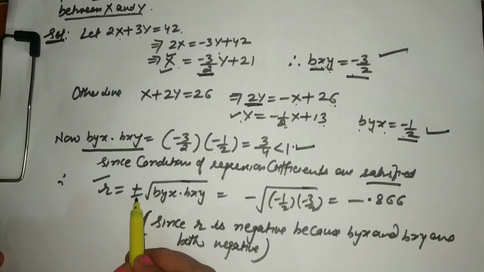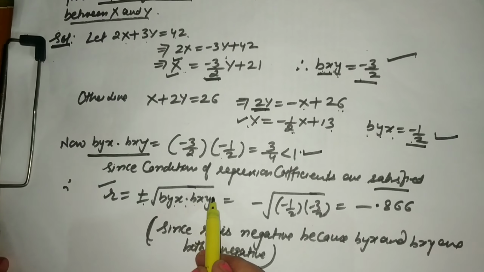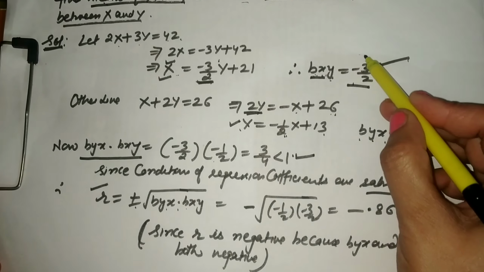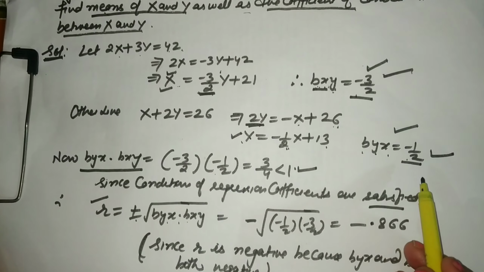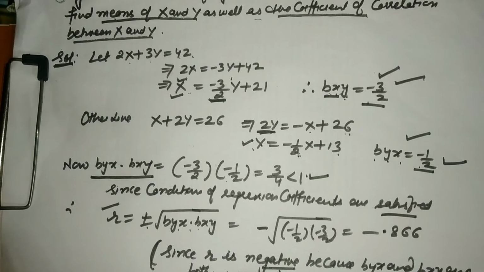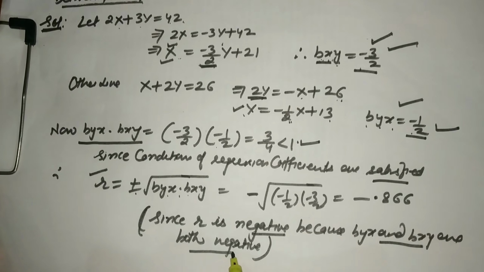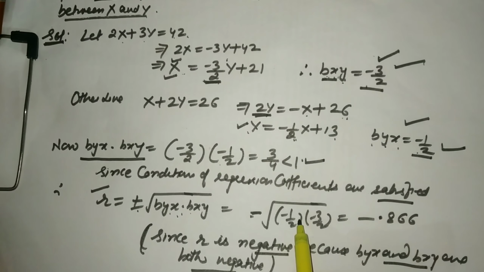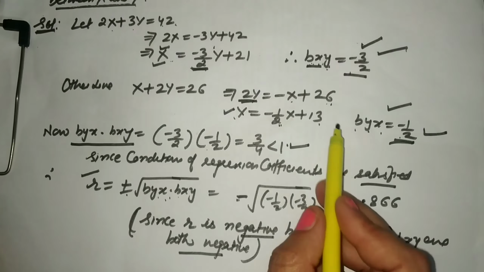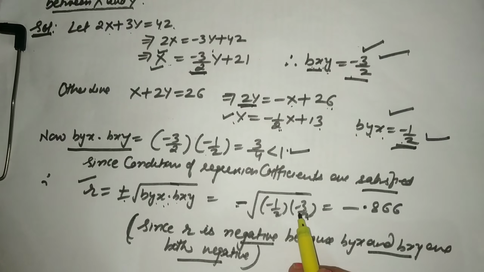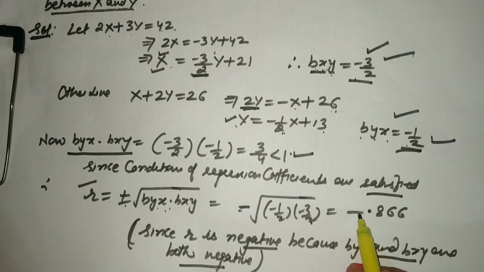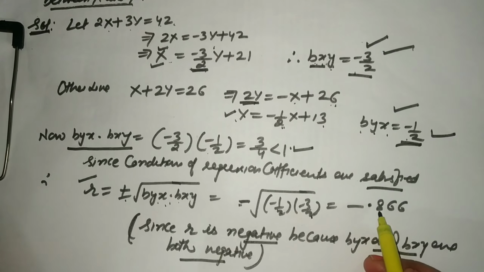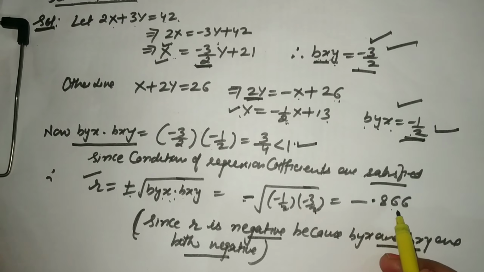Its formula is plus minus root of byx dot bxy. I will take here negative sign because both the regression coefficients are negative. Since r is negative because byx and bxy both are negative, I am taking here negative sign. I put the value of byx as minus 1 by 2 and bxy as minus 3 by 2. Minus minus cancel. Outside the root there is a negative sign. After calculation and simplification, I took the root, I got 0.866.